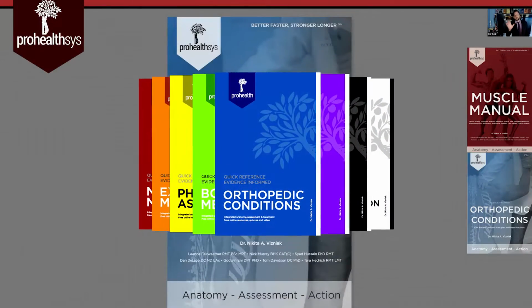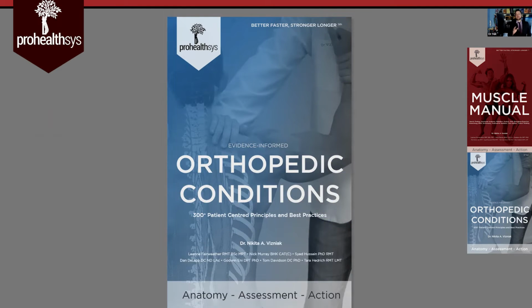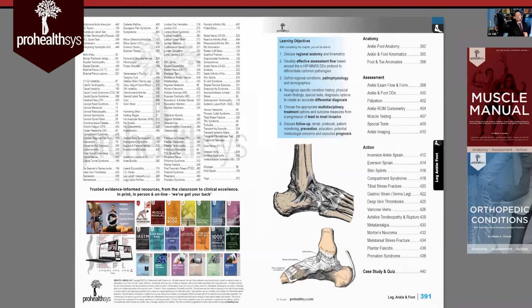All right. Hi, everybody. Dr. Nikita Vizniak here. And now we are going through an intro to conditions of the ankle. So some of the key basic things that we should definitely cover with this process as you are doing ankle evaluations. Everybody knows the process by now, if you're into this region of the text or if you're into this area of the website. A couple of key things for you to get.